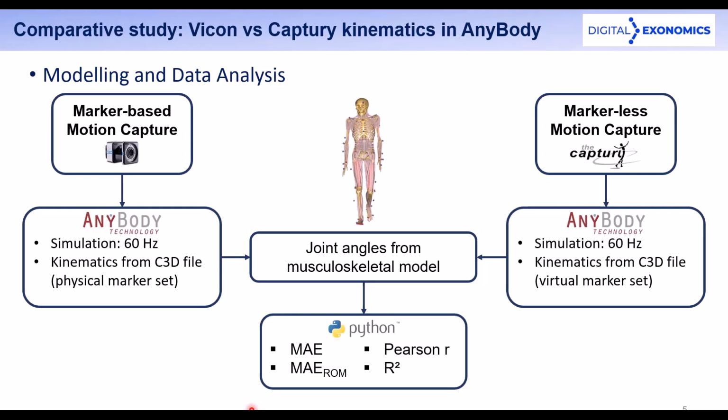Subsequently, we did simulations in AnyBody. For both data sets, from the marker-based and from the markerless motion capture, we did simulations at 60 Hertz, so the marker-based data was actually downsampled. We used C3D files from the physical system for the marker-based and from the virtual system for the markerless. After the simulations in AnyBody, we compared joint angles using common metrics like mean absolute error, Pearson correlation, R-squared values, and so on.